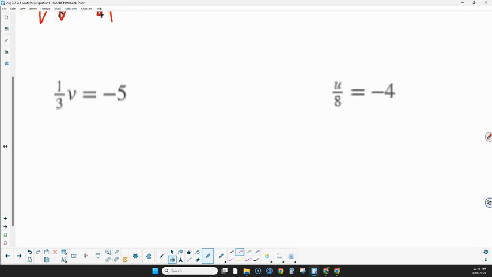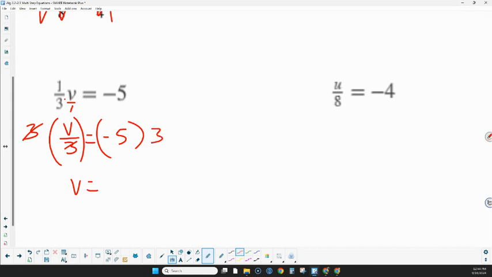All right, hopefully you've been able to do that. I just want to show you how I think of this problem. I think of that as v over 1. So 1 times v over 3 times 1. So I actually rewrite it like this, because I know I'm dividing by 3. So opposite of dividing by 3, multiplying by 3. So those are going to cancel out. V equals negative 5 times 3. That'd be negative 15 for our value for v.